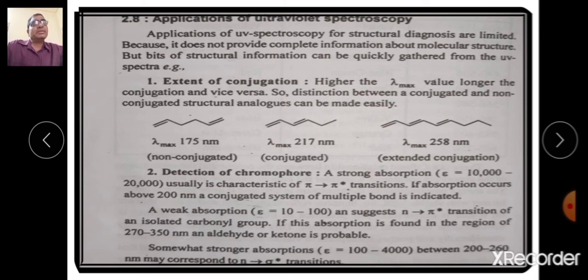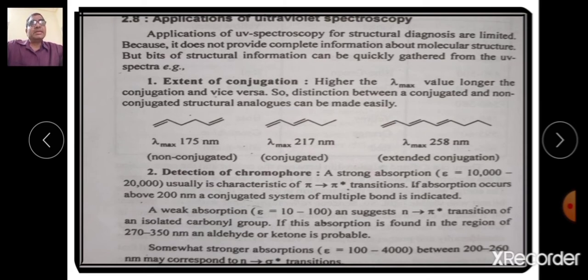In the last case, there is an extended conjugation: double bond, single bond, double bond, single bond, double bond. That is, conjugation is increased, that is extended, and hence the lambda max value is also increased. It is 258 nanometer. Thus, extent of conjugation can be determined by this method.